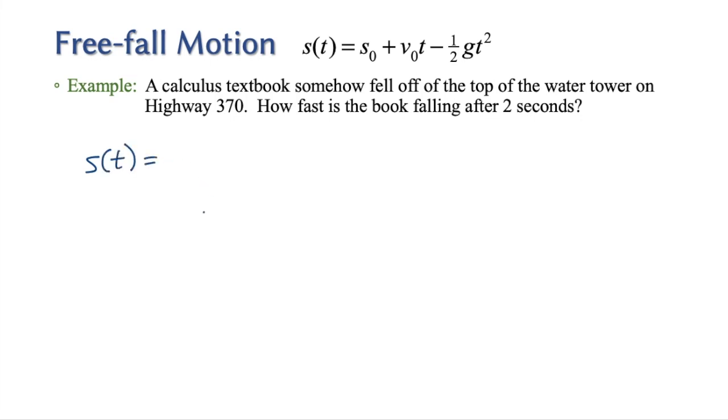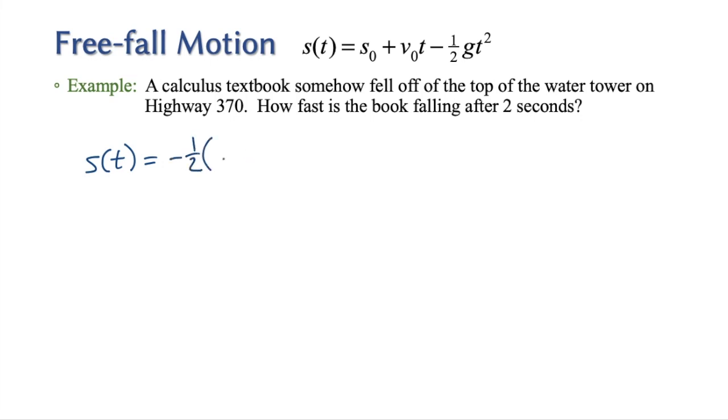Now, that does mean whatever we plug in or work with will always be a negative number, so we'll just have to interpret that negative number as how far it's fallen from the top of the water tower. So in this case, again, we have 0 initial position since we don't know it. We have 0 initial velocity as it just fell off the front. So this is going to be our position function of negative 1/2.